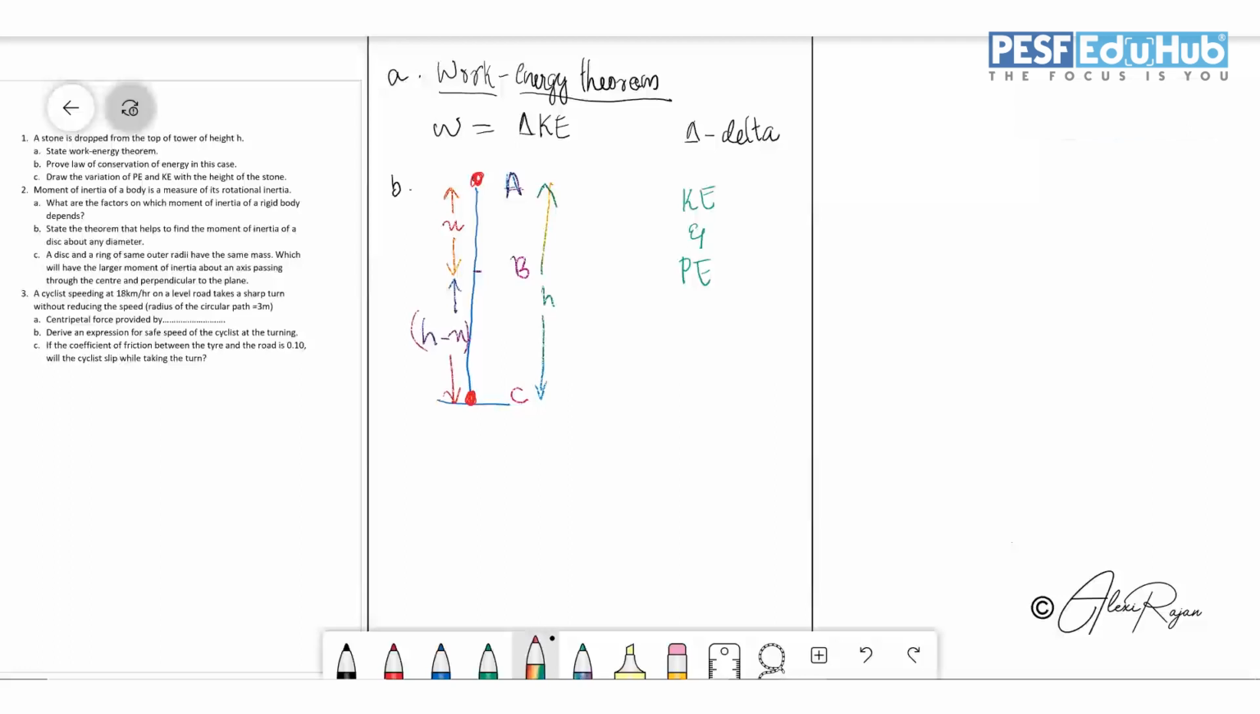Okay, now this is the scenario, and you want to prove the energy. It is said energy only. Here what they meant by energy is the total energy. So total energy will be equal at point A and at point B and at point C. So you want to take each point wise.